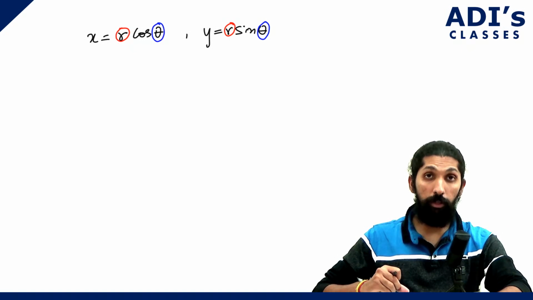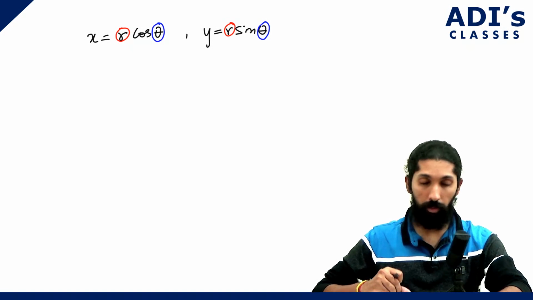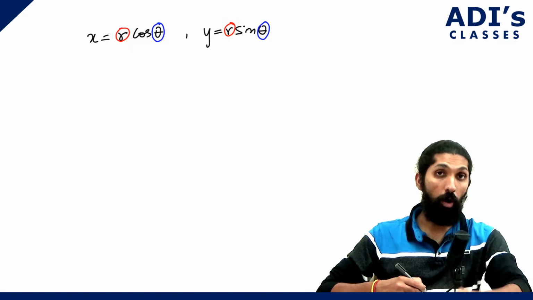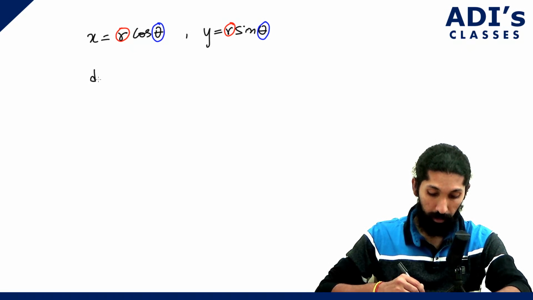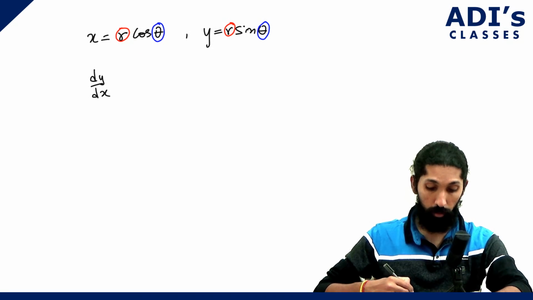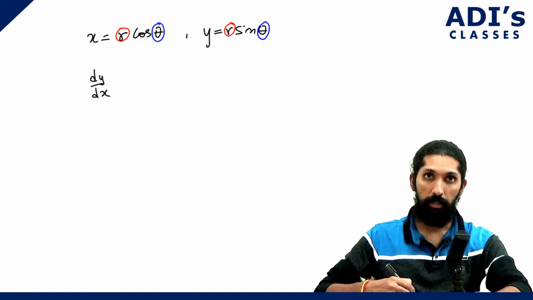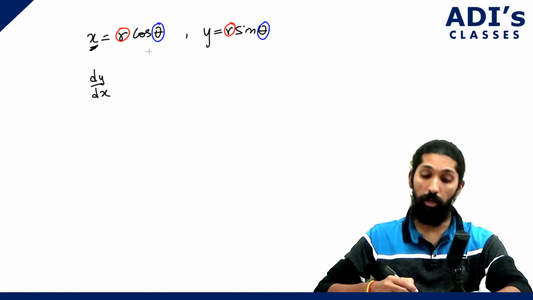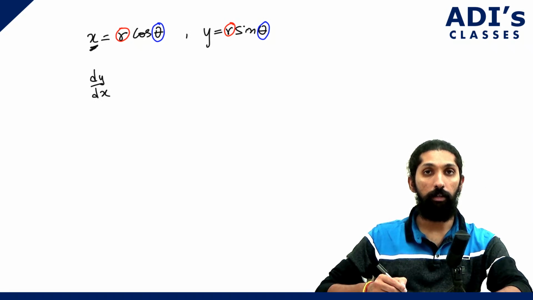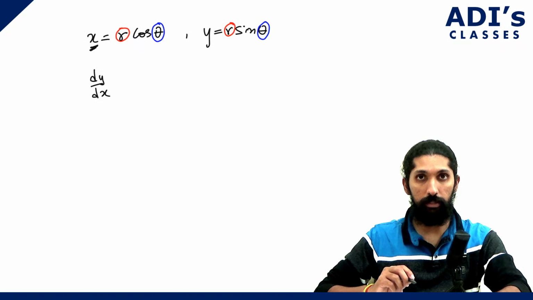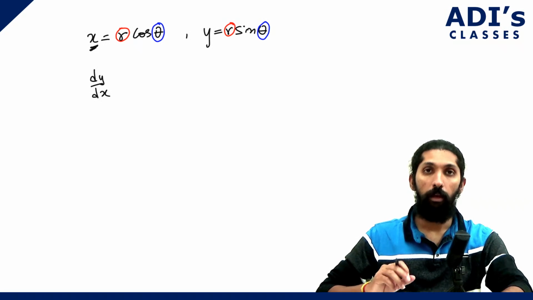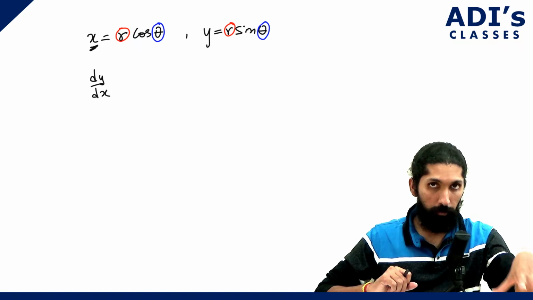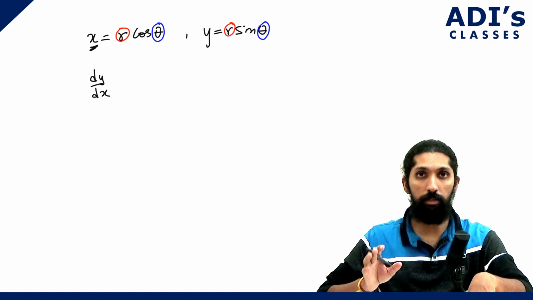Now, to differentiate these things, whenever we look into it, what do we say? dy by dx, correct? What is the value of dy by dx? But here, x is a function of theta, and y is also a function of theta. So how do we do dy by dx? This is the next part. In the next video, I will show you how to solve it with a couple of examples, and then we'll start looking at solving problems.